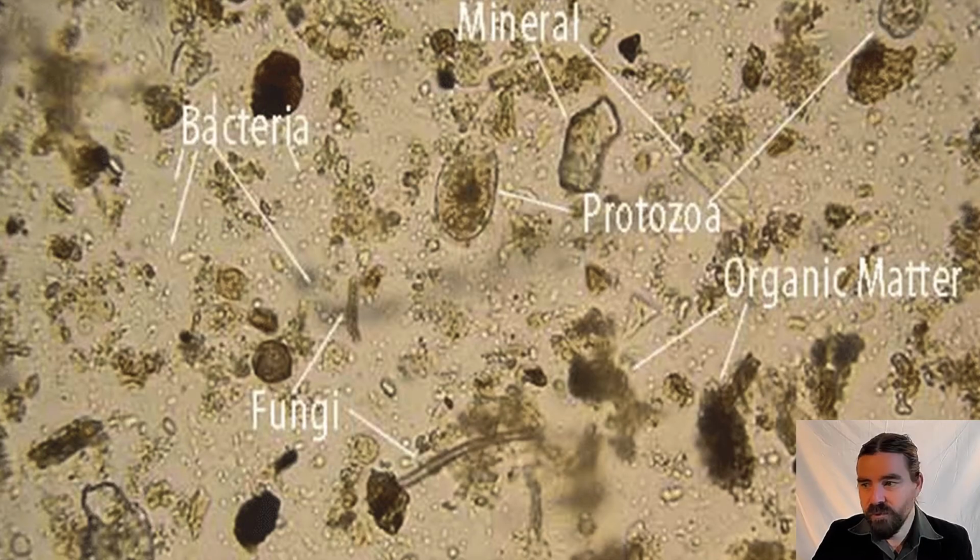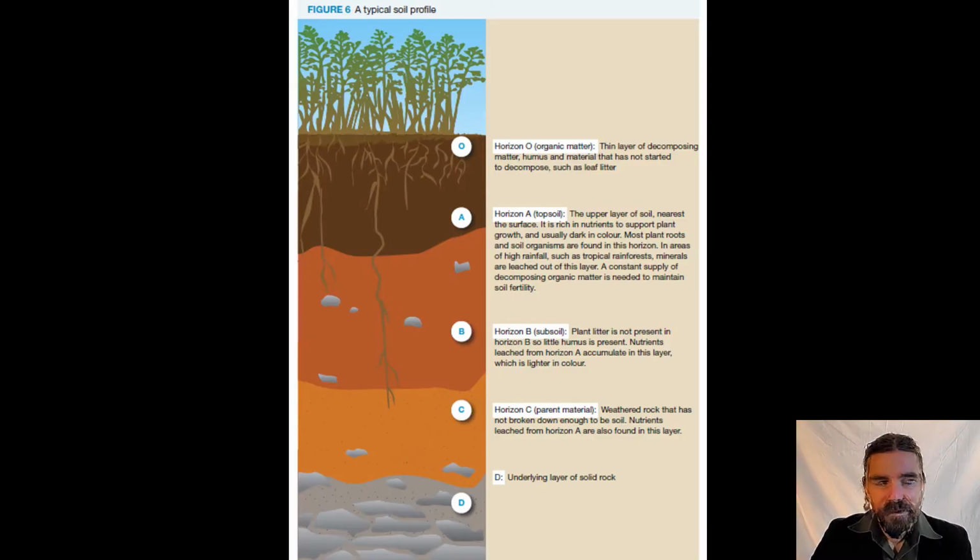This is soil under a microscope. There you go. And you can see all the little stuff that's alive down there. Creepy. This thing here, you don't need to write any of this down, I just want to show it to you. This is a soil profile. So soil profiles are a way of measuring and describing what's in the soil.